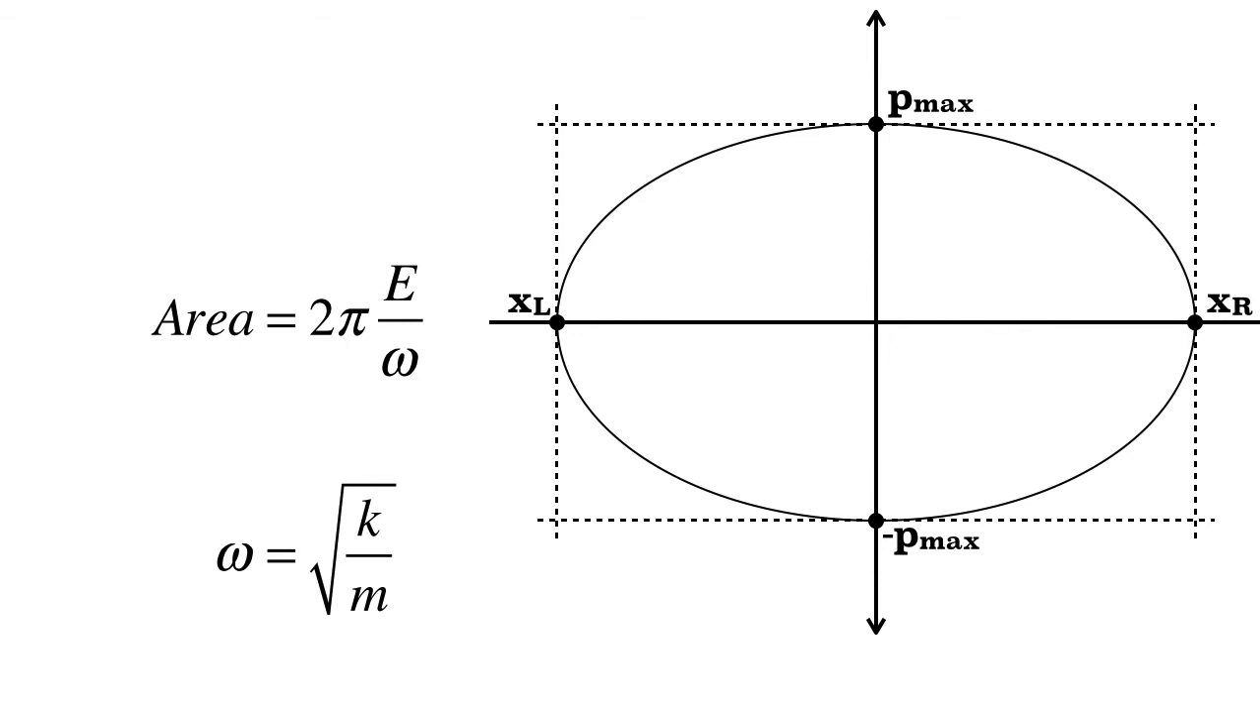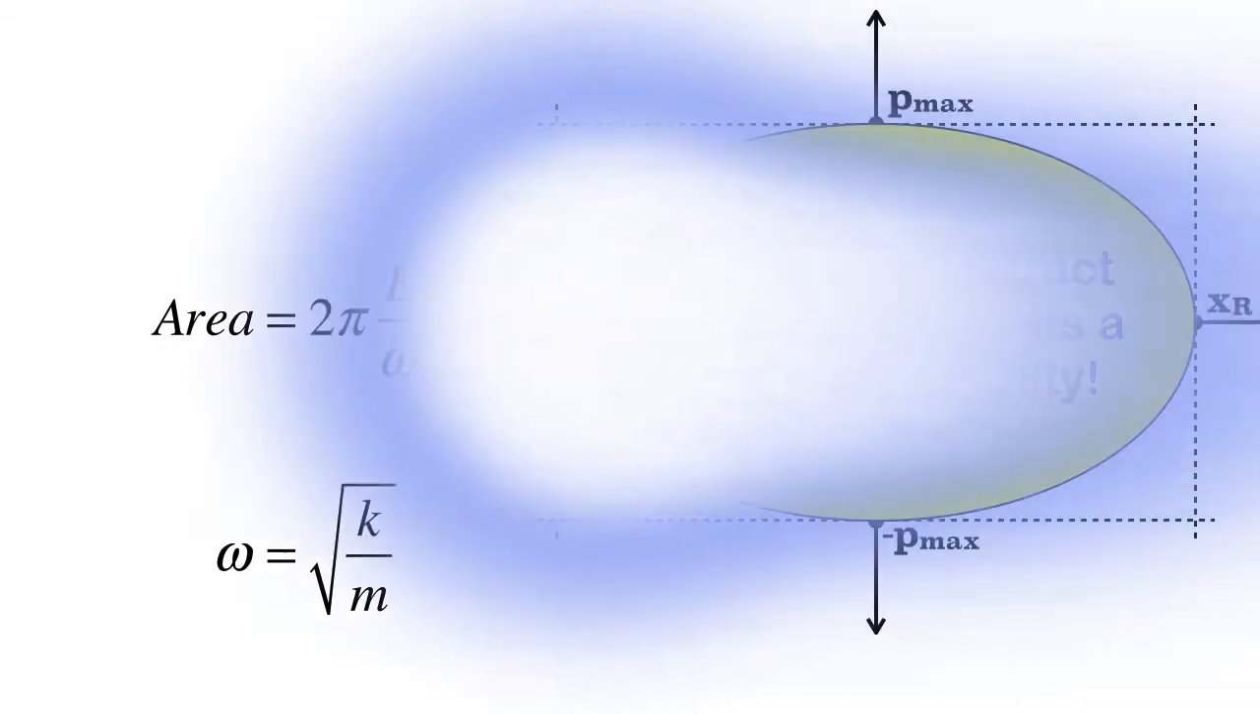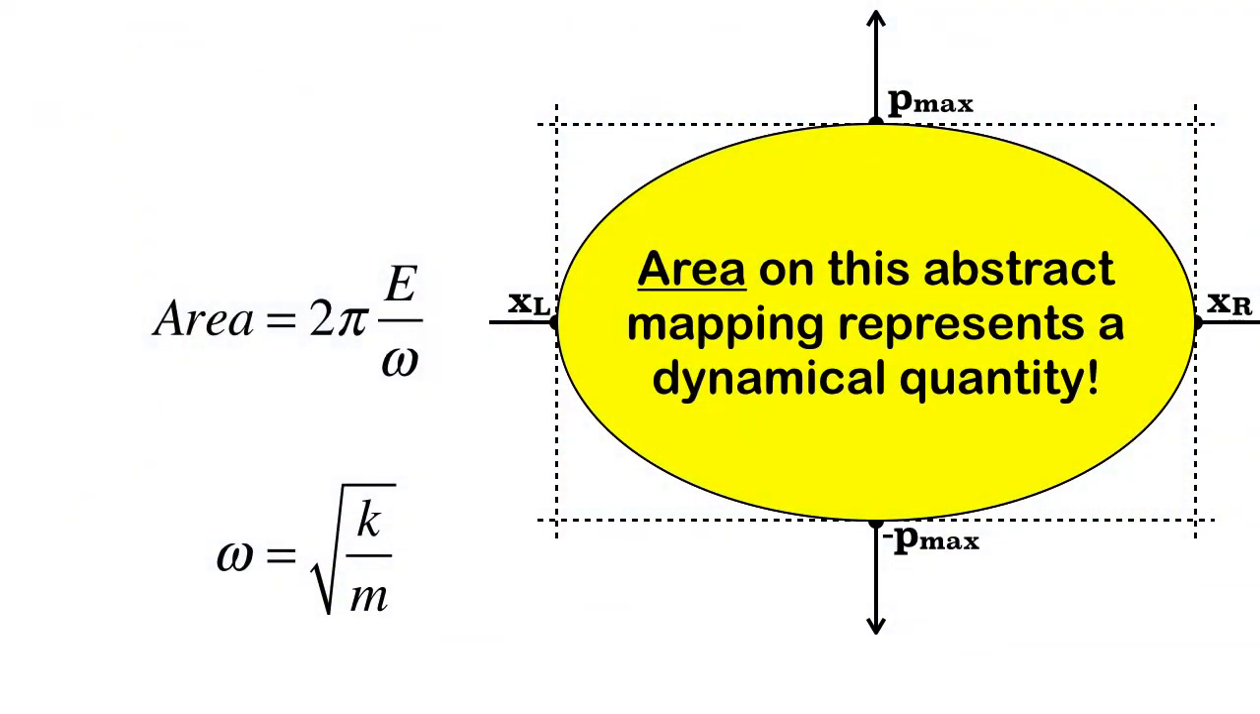This formula is extremely simple. It is the energy divided by a frequency. And what we're going to find is that the area of this ellipse for any oscillating system represents a dynamical quantity of enormous significance. This dynamical quantity is called the action. Planck's constant, the constant that rules the world, the quantum world of atoms and molecules, is a quantum of action. It's nature's fundamental unit of action.